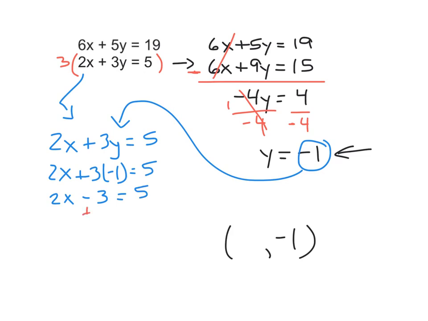We're going to add 3 to both sides. These cancel. 2x equals 8. Divide by 2 on both sides. 2 divided by 2 is 1, so 1x equals 4. And there's our solution.